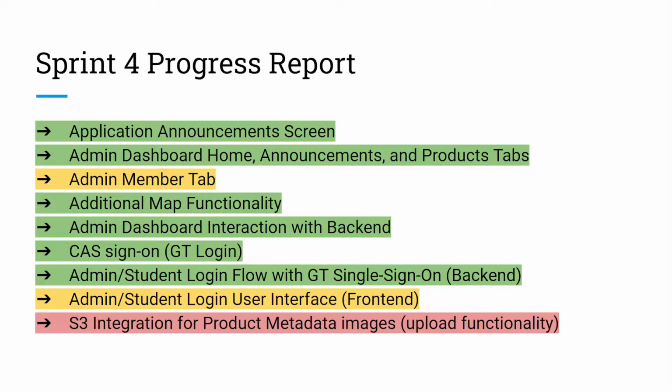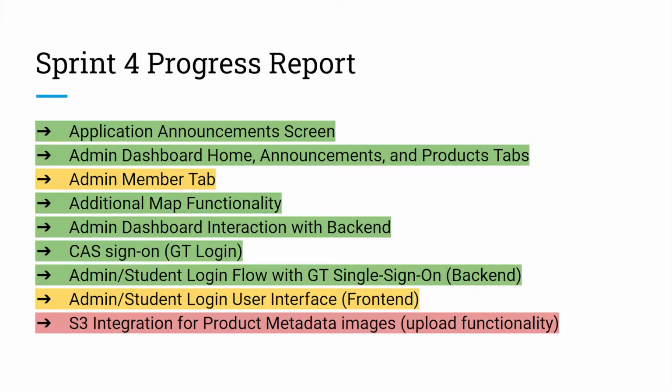As you can see, out of our goals, we accomplished most of them this sprint. We got the application announcement screen working, as well as the admin dashboard home, announcements, and product tabs. We also managed to implement the map functionality we wanted and get the admin dashboard hooked up to the backend. For our GT login goals, we successfully used the CAS sign-on and can now display the official GT login pages.